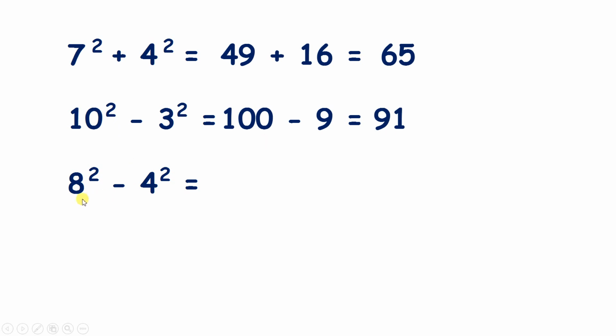Now see if you can do 8 squared minus 4 squared. Well, 8 times 8 is 64, and we need to subtract 4 times 4, which is 16. So 64 minus 16 gives us our answer 48.